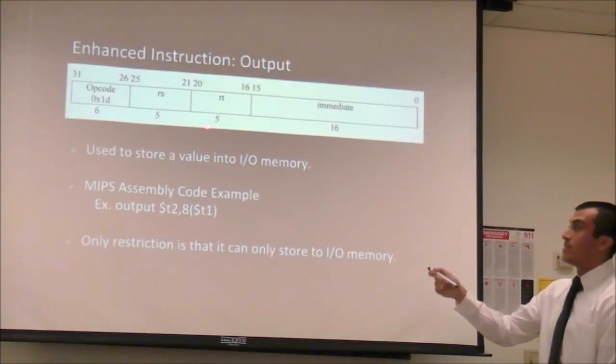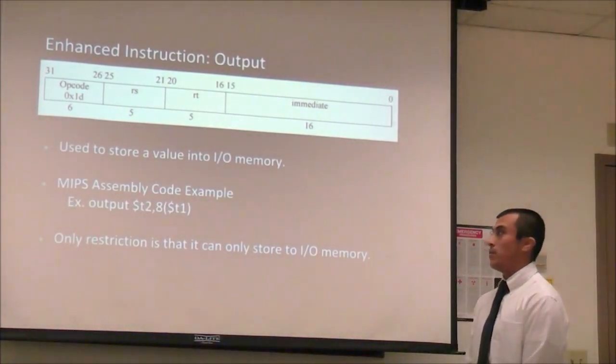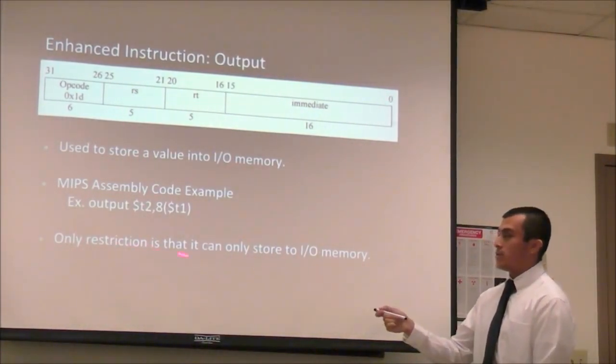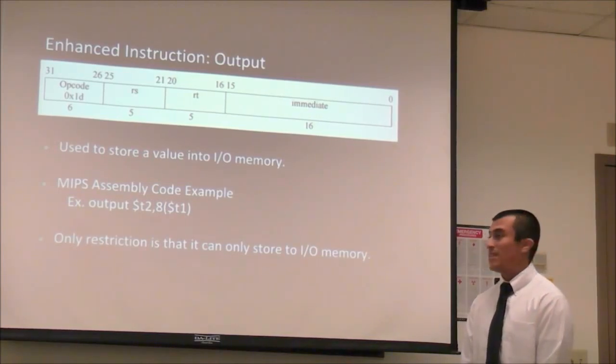The output instruction is similar to our input instruction. The only difference is that it stores a value into our input and output memory. The only restriction is, of course, that you can only store into input and output memory, so all the other memories have denied access.